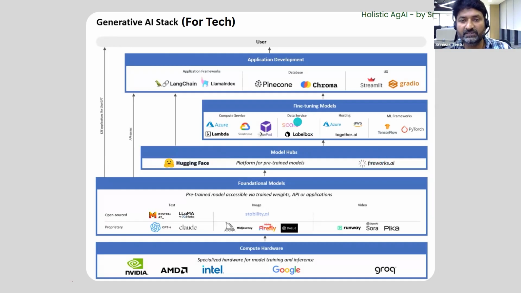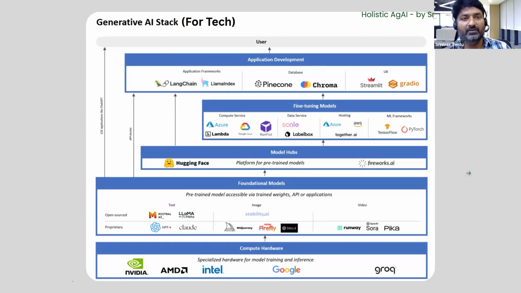Fine tune. Then you can use different kinds of fine tuning, and finally application development. Like, if you want to build an agentic application, you have to use either LangChain or something, and a database is Pinecone. This is the technology part.